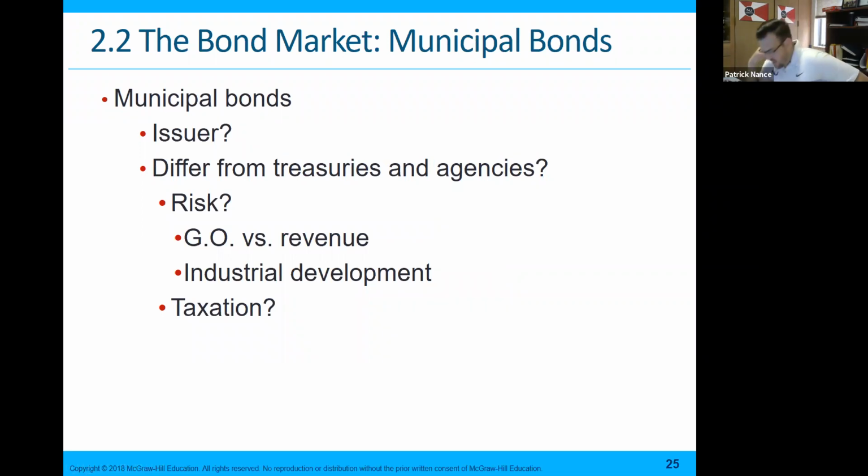Municipal bonds. The issuer of a municipal bond is the local city or county, a more local individual, state and local governments. They differ from agency issues because they are usually for either revenue or for a particular project. That's the GO versus a revenue.